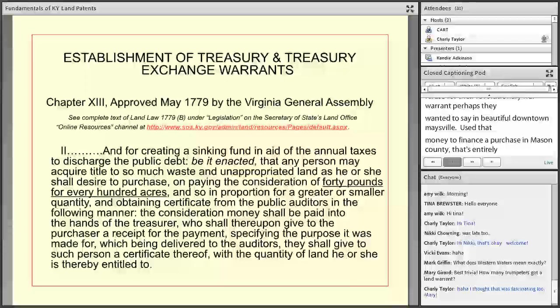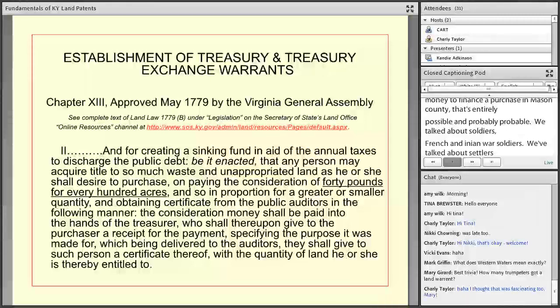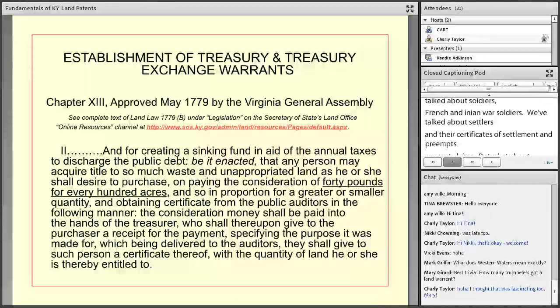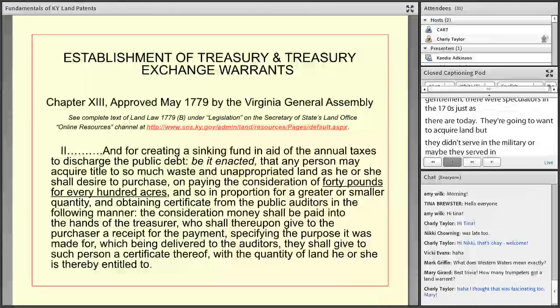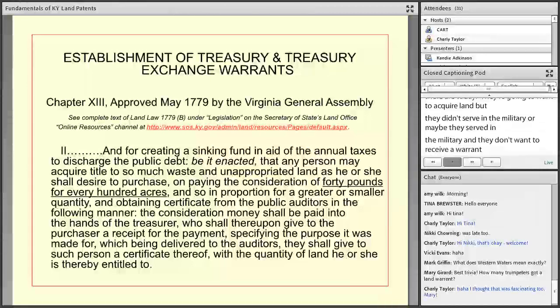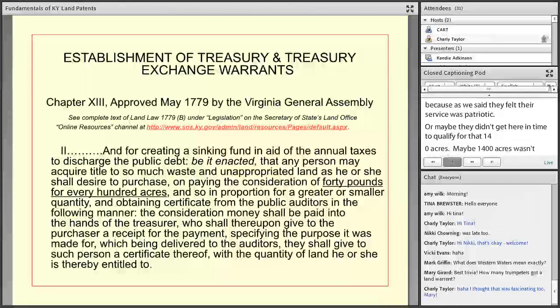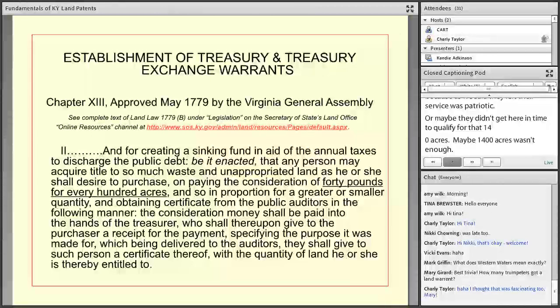Okay, we've talked about soldiers, French and Indian War soldiers, Revolutionary War soldiers. We've talked about settlers and their certificates of settlement and preemption warrant claims. But what about speculators? Ladies and gentlemen, there were speculators in the 1700s just as there are today. They're going to want to acquire land, but they didn't serve in the military, or maybe they served in the military and they don't want to receive a warrant because, as we said, they felt their service was patriotic. Or maybe they didn't get here in time to qualify for that 1,400 acres. Maybe 1,400 acres wasn't enough. Maybe they didn't want to come to Kentucky after all. They wanted to buy warrants and have an agent go out and find land. Then if the patent did go through successfully, they would pay that agent a portion of the patent.